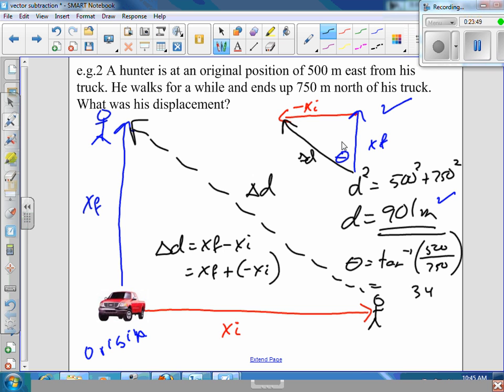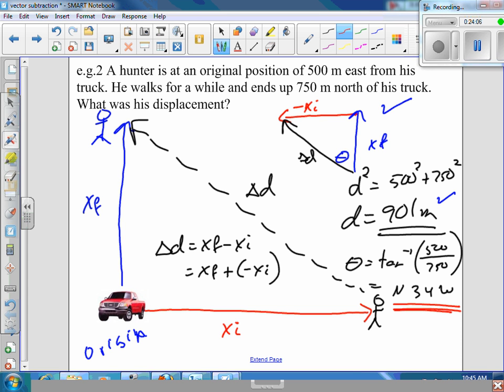What letters go with that 34? Well, this is measured from north, so it's north 34, and I'm going to the left, which is west, right? There's my second answer. Second half of my answer. Okay?